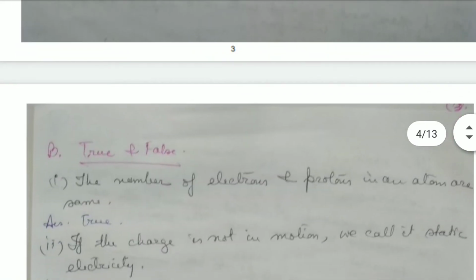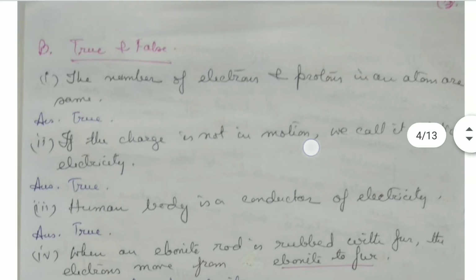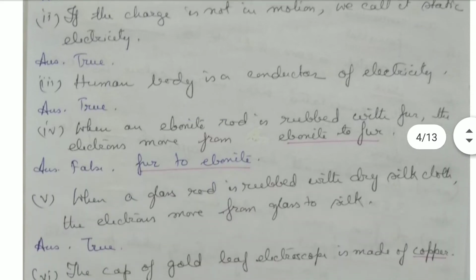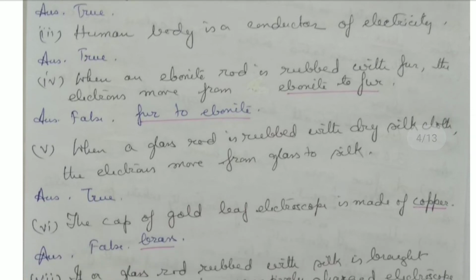Okay, then we come to true and false. The number of electrons and protons in an atom are the same. That's true. If the charge is not in motion, we call it static electricity. That's true. The human body is a conductor of electricity. That's true. When an ebonite rod is rubbed with fur, the electrons move from ebonite to fur.